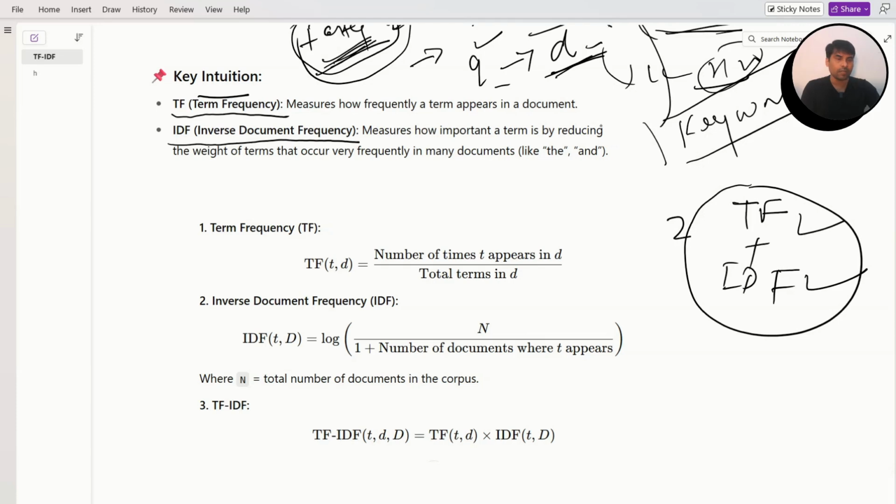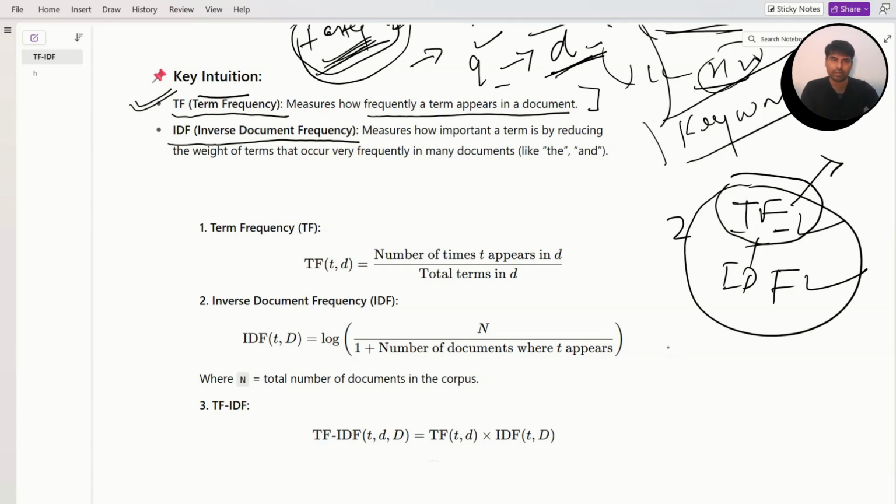The first term is called term frequency. From the name itself, it is defining term frequency. It tries to find the frequency of a given term in the document. I will explain with an example, but let us understand the definition first. Term frequency tries to find the frequency of a word in a given document.